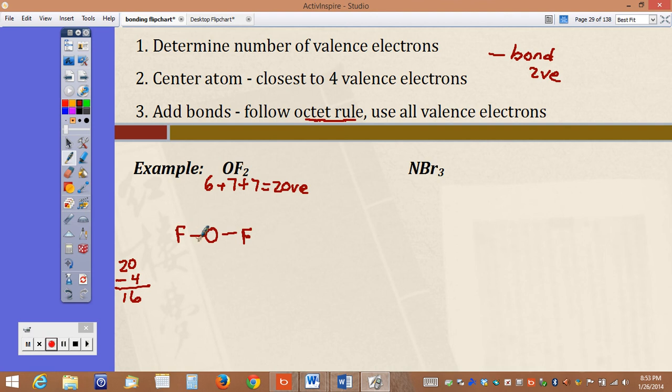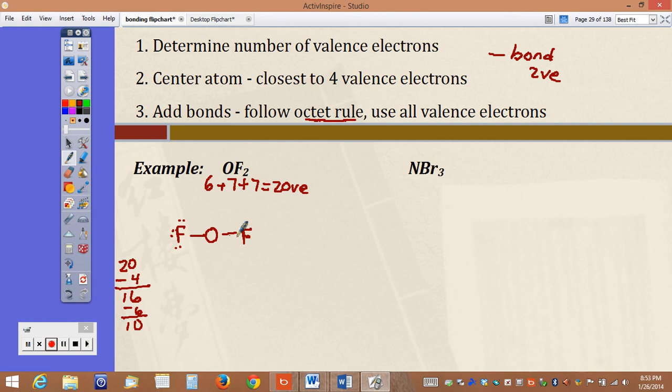This fluorine has 1 bond, or 2 valence electrons. It needs 6 more. So we're going to put the 6 electrons around it, similar to what we did with our Lewis dot structures for atoms, 2 per side. So we've just used up 6 more electrons. We have 10 more to go.